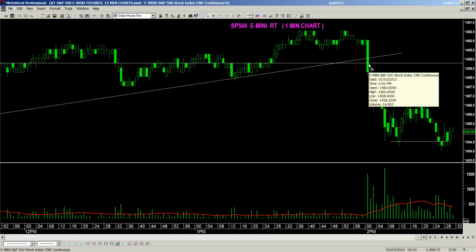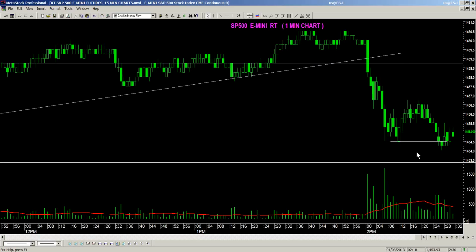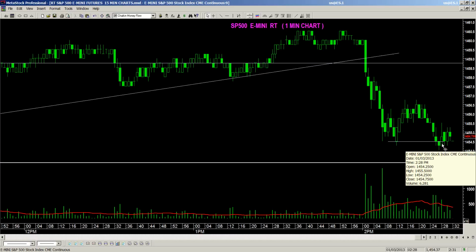Clear entry point laid out right here. Just a quarter of a point down. Again, filled 1458.50. We are now looking for the secondary move to the downside. The overall 15-minute chart momentum is to the downside. All quiet environment. A lot of traders are in right here on a secondary move. Us as well.